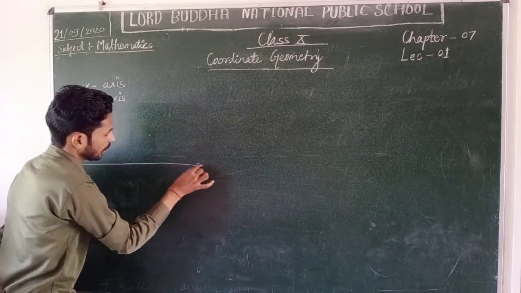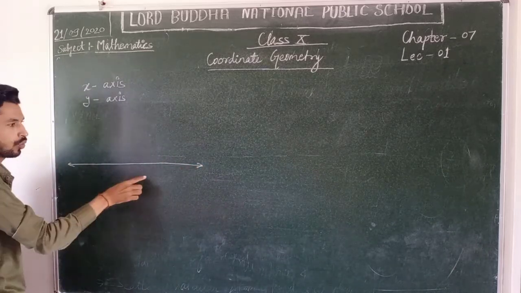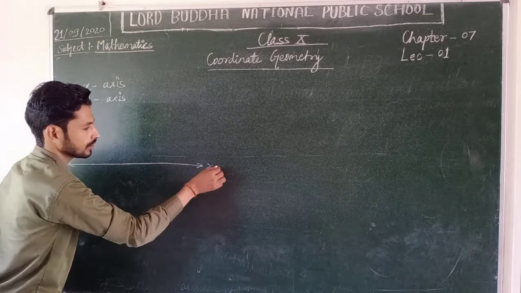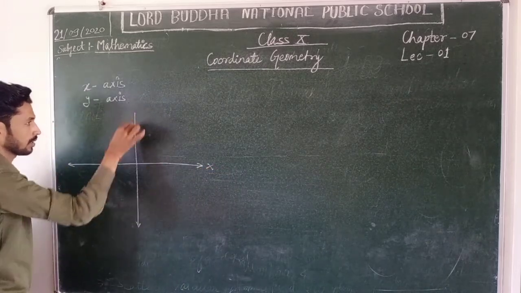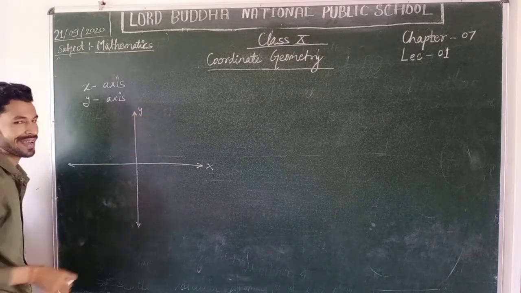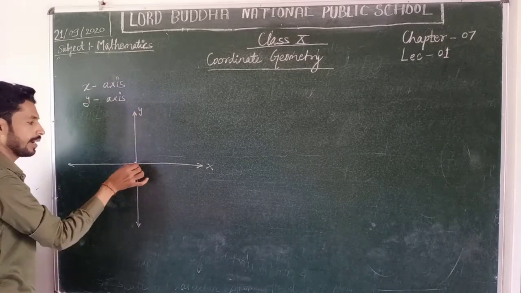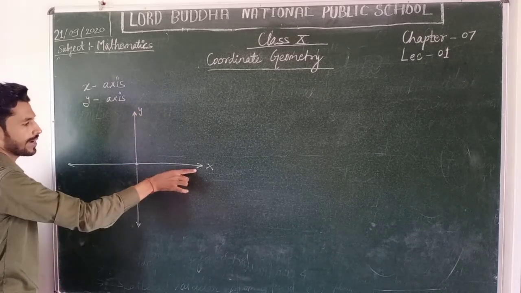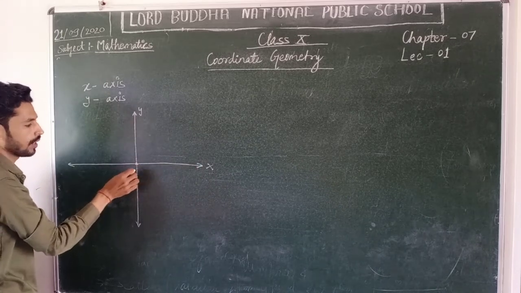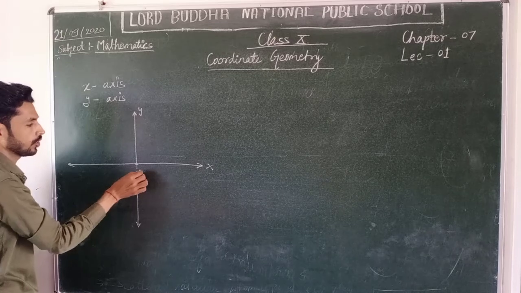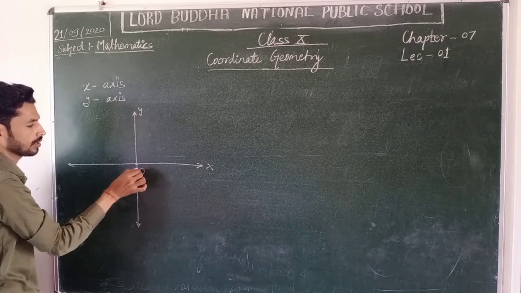The horizontal line is known as the x-axis and the vertical line is known as the y-axis, and the intersecting point of the x-axis and y-axis is known as the origin, and this point is denoted by O.